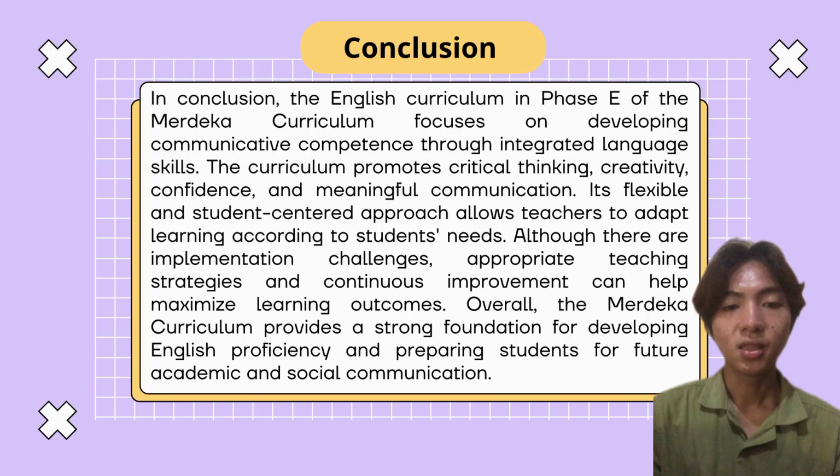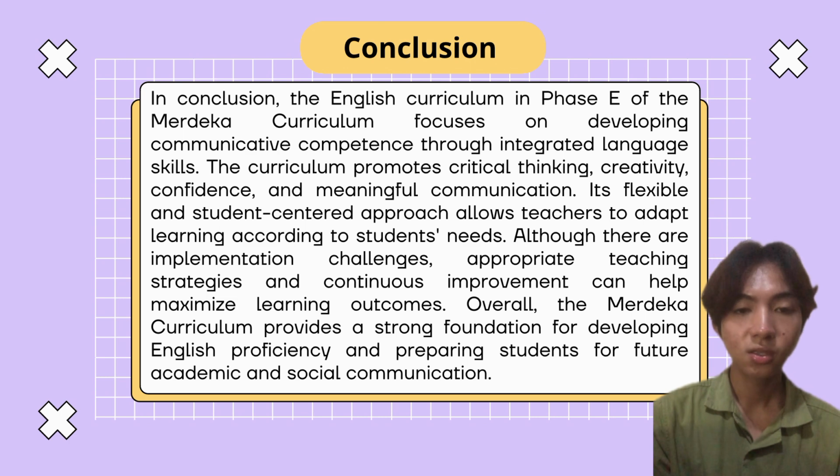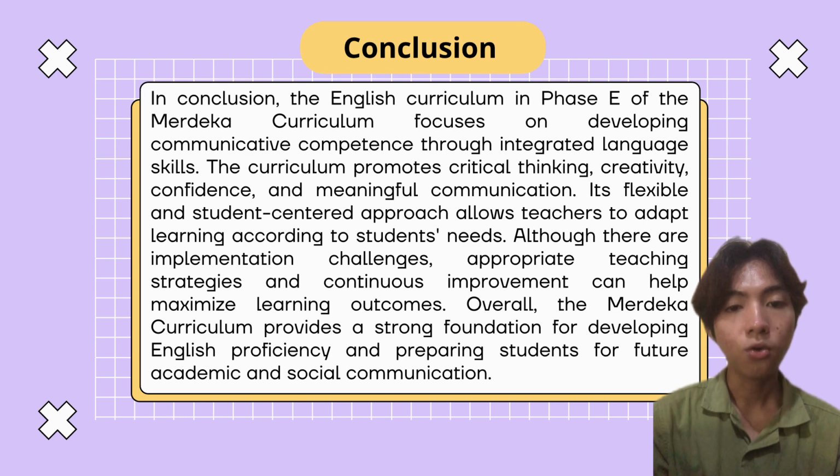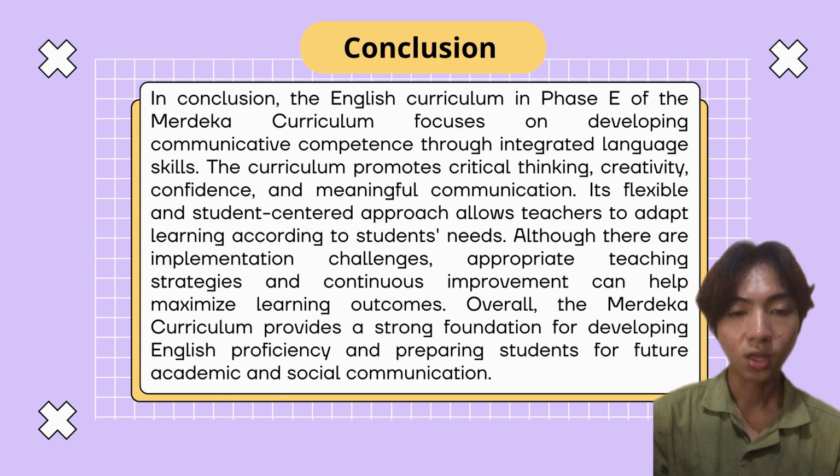In conclusion, the English subject in Phase E of the Merdeka curriculum focuses on developing students' communicative competence through integrated language skills. Students learn not only how to understand English but also how to use it in real-life communication. The curriculum encourages students to become active learners by developing critical thinking, creativity, confidence, and communication skills. Its flexible and student-centered approach allows teachers to adjust learning activities according to student needs.